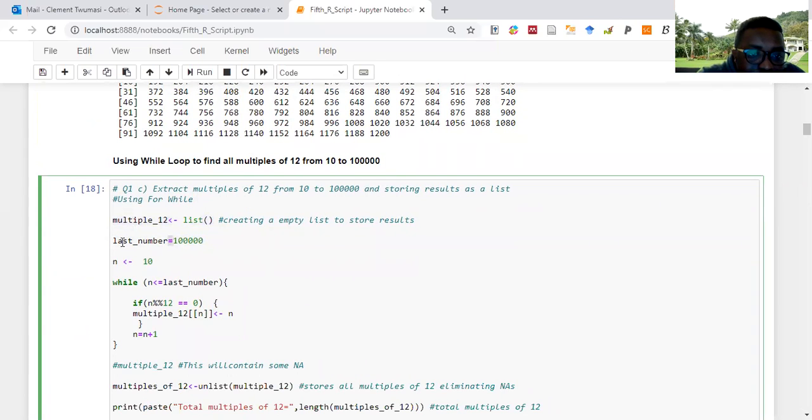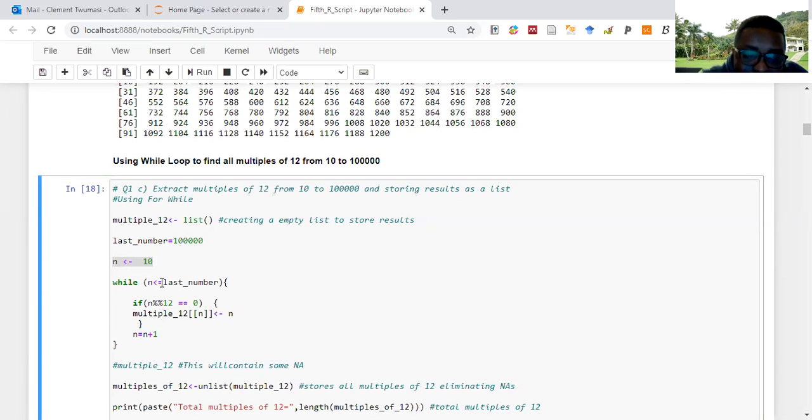So all you need to know is, what is the last number? The last number is 100,000. And what is the first number? It's the first number you always have to start with. But how you get all the sequence up to 100,000 is dependent on this one. So here, what it means is that n is equal to 10, that's the first number. So there's a condition.